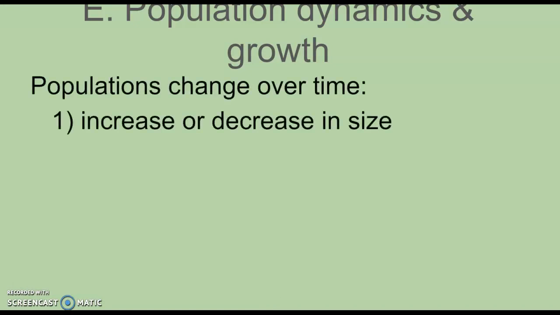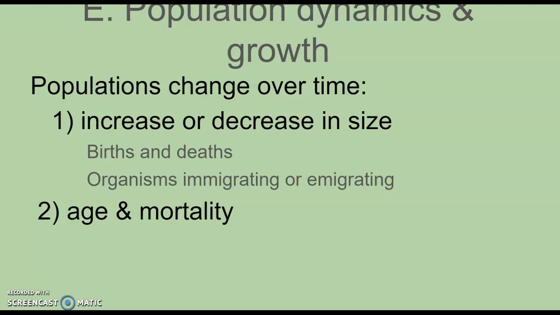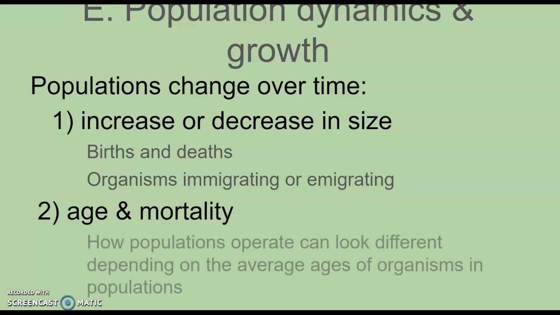So populations obviously change over time. They either are going to increase or decrease. This happens by births and deaths or organisms immigrating or emigrating. That's entering the population or leaving the population. Populations can also change by the standard or average age and mortality rate as well.